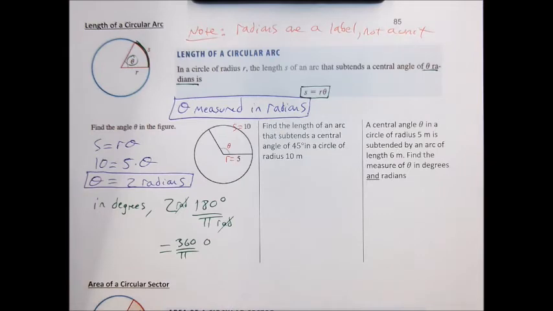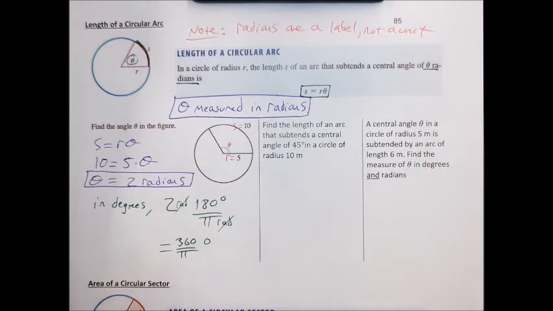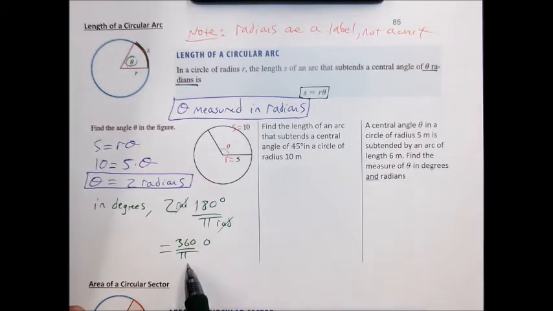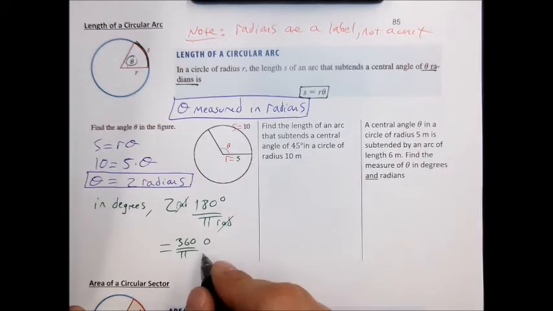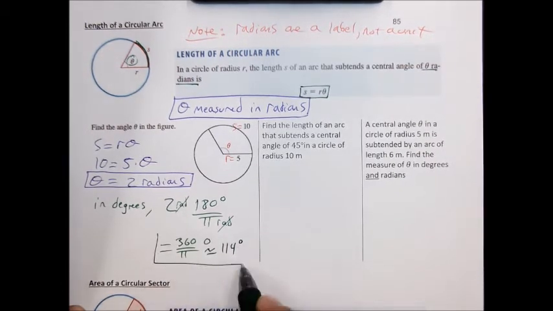And so the second thing I want to point out, which seems to be a small confusion for people still, is don't forget that pi is a number. We just leave it as pi a lot of the times, but it's 3.14159, and so on, right? So we could actually divide 360 by 3.14 and get an approximation for this. This is about 114 degrees.